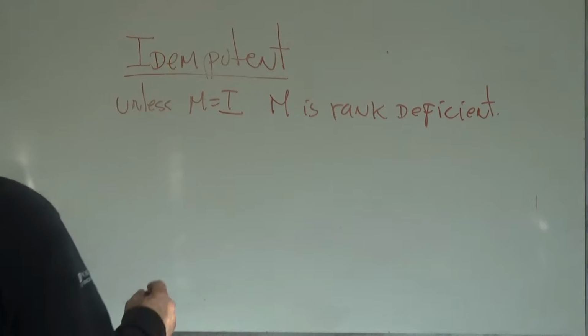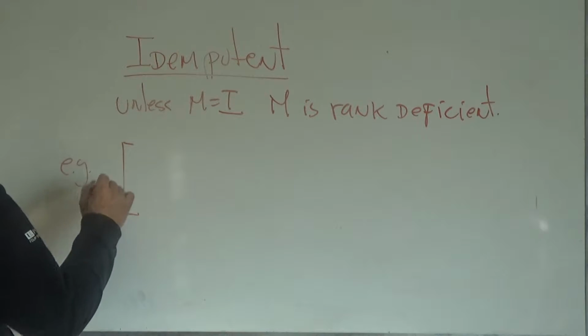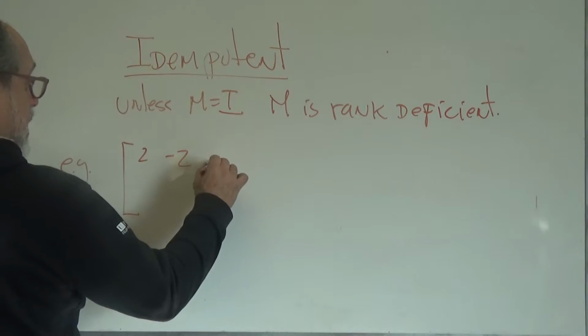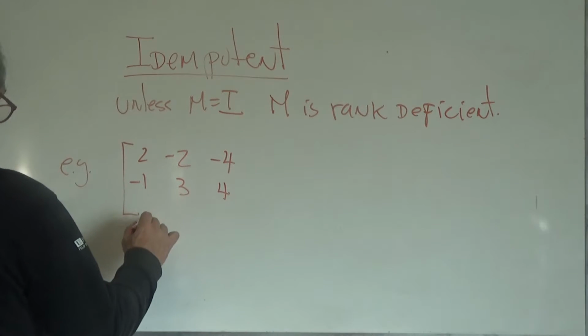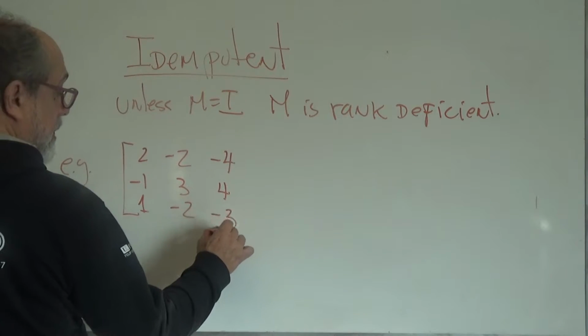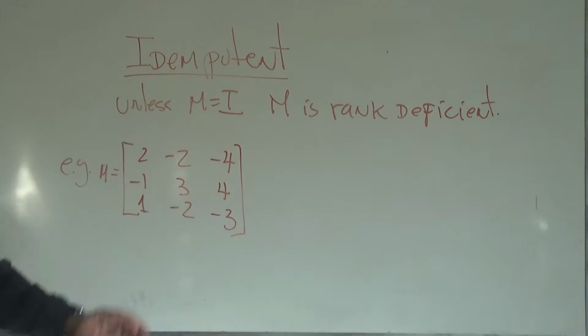Now, an example of an idempotent matrix would be 2, minus 4, minus 1, 3, 4, 1, minus 2, minus 3. For example, that matrix M is idempotent. When I was in the class yesterday, I actually typed it in MATLAB, multiplied it times itself, and showed that what you get is the same thing.